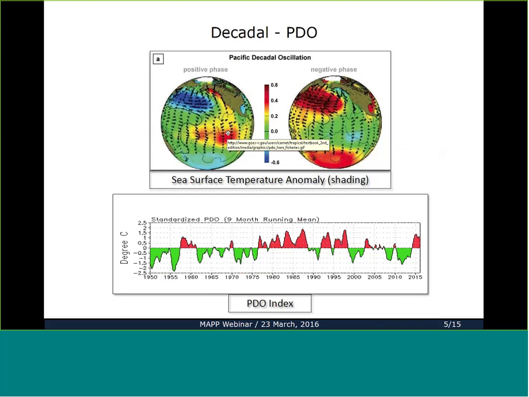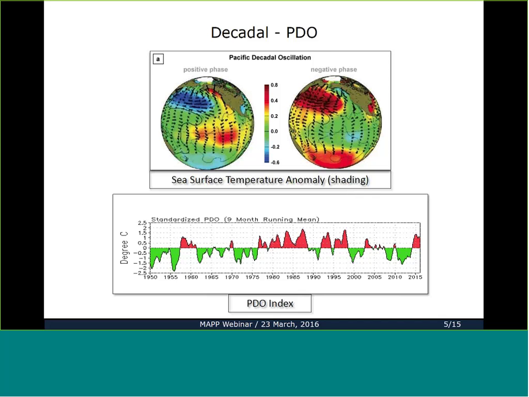The top panel gives you some examples of the sea surface temperature anomalies in the shading for the positive phase of the Pacific Decadal Oscillation, and on the right panel is the negative phase. Just take the example of the positive phase: you get negative sea surface temperature anomalies in the northern Pacific and positive sea surface temperature anomalies in the equatorial Pacific.